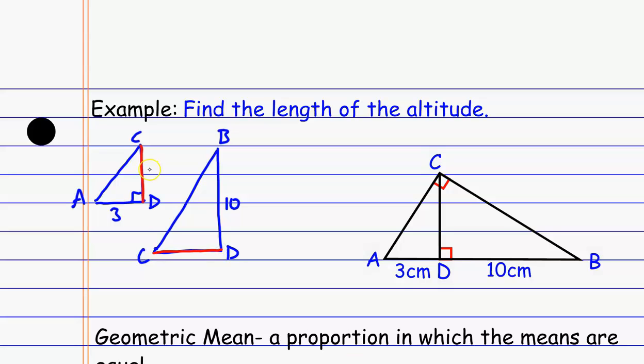So if I call that x, that's the altitude that I'm looking for, CD, they have that in common. Now if I set up this proportion, I've got 3 compares to x, or x compares to 3, the same way that 10 compares to x. And so I get this unique situation where I have the same variable in here twice. Well, now I can cross multiply. That's x squared equals 30. And now I can plug this into my calculator to find out what x equals. So when I plug that in, I get approximately 5.5, and that's going to be in centimeters.